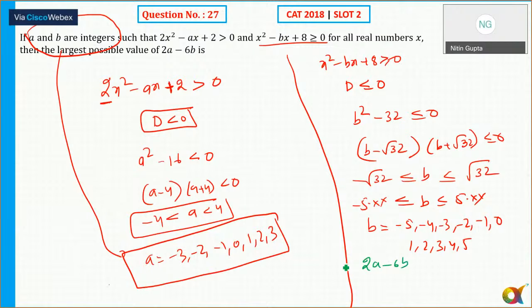So b equal to -5 and a equal to 3. So a equal to 3 means 2 into 3 is positive, and b equal to -5 will also make it positive: -6 into -5. So the answer is 36. And that is the answer.